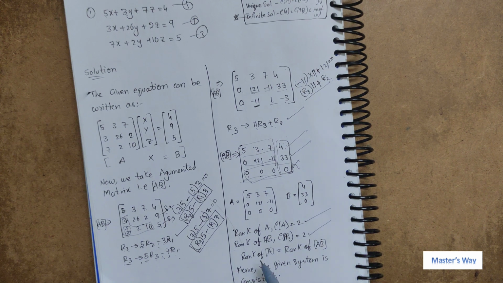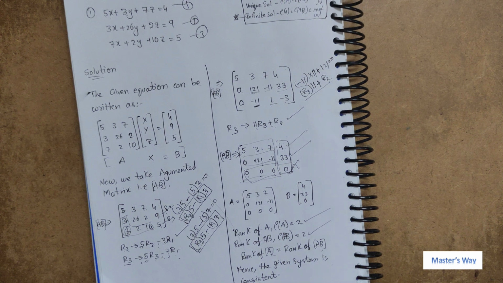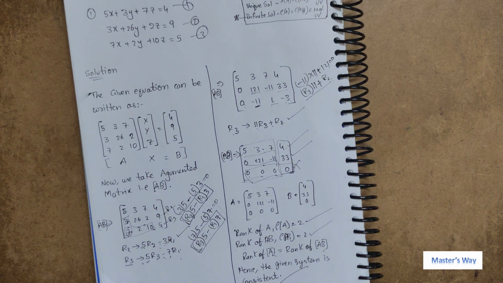So what is our condition? Rank of A equal to 2, rank of AB equal to 2. Hence the given system is consistent. So this system is a consistent system. So in this way we need to solve the consistency check. Let's see another example.